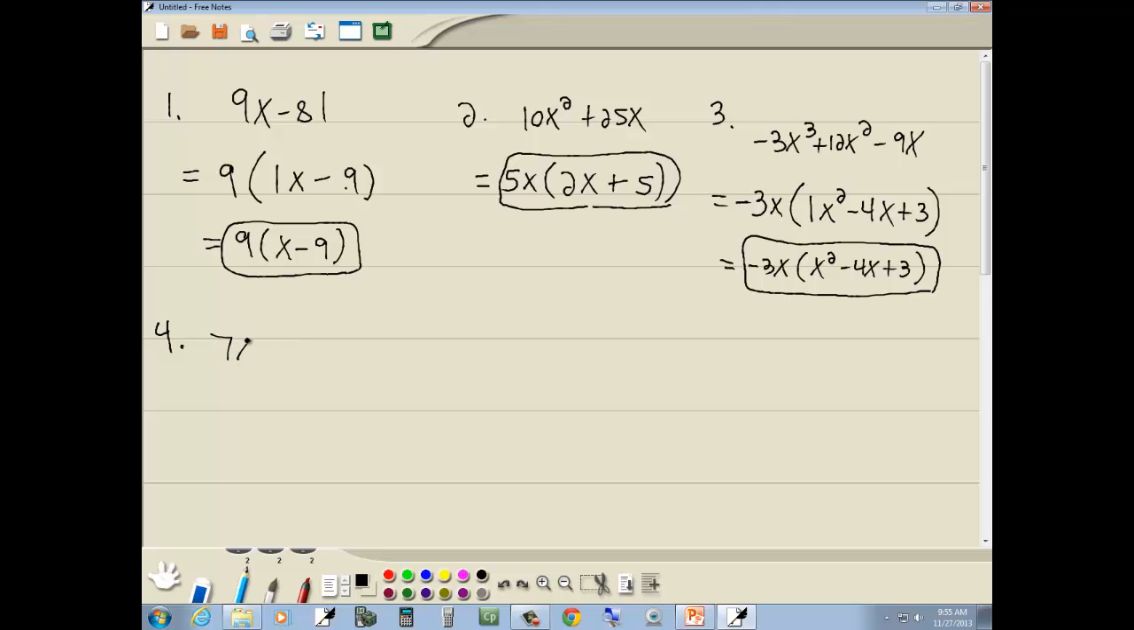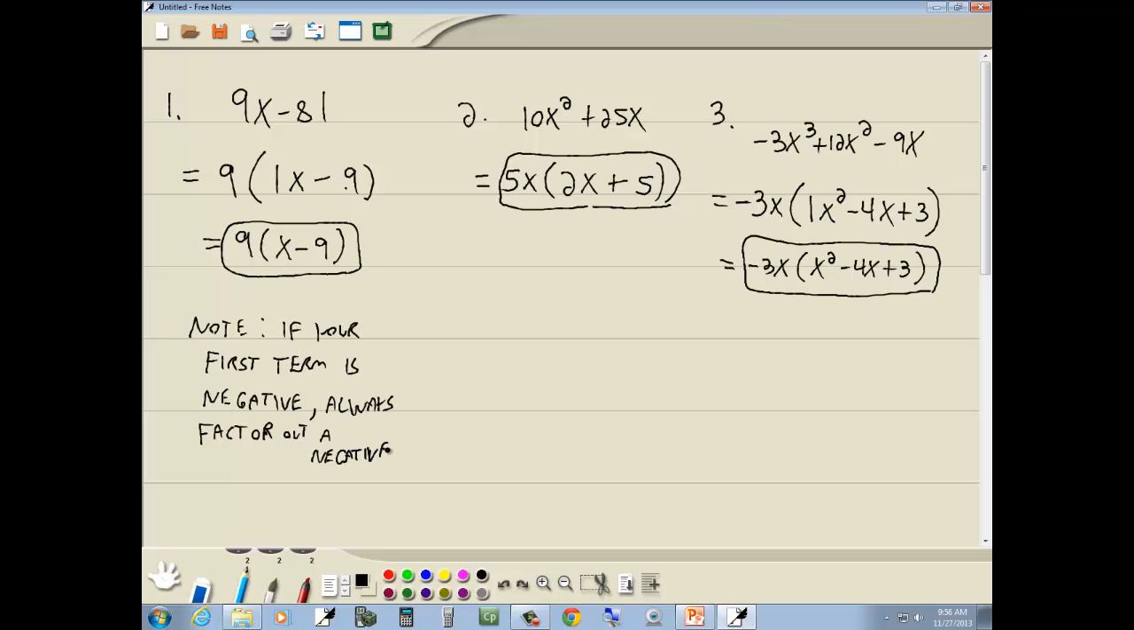Let's take a look at another example. Actually, I was going to write down the steps. Let me do that first. Note, if your first term is negative, always factor out a negative. So if your first term is negative, you always factor out a negative.